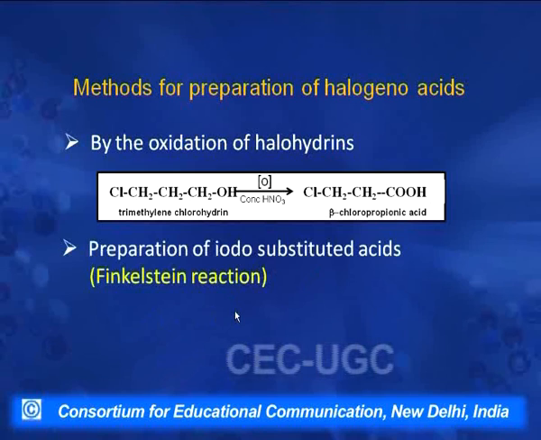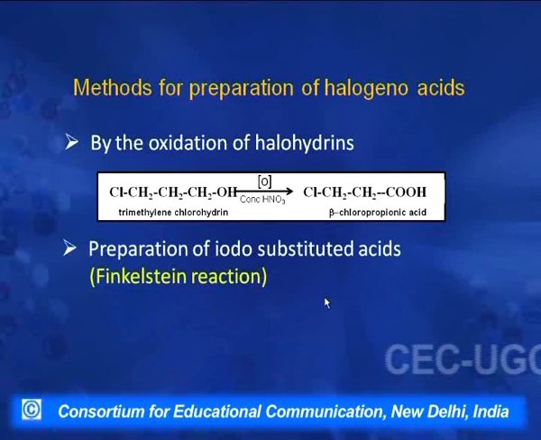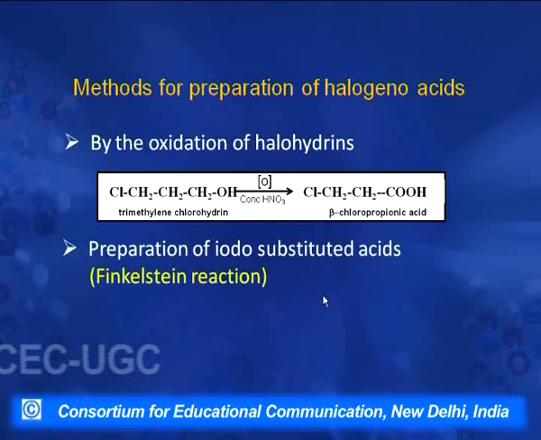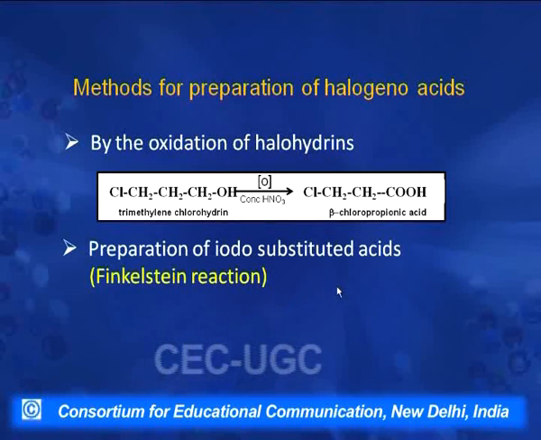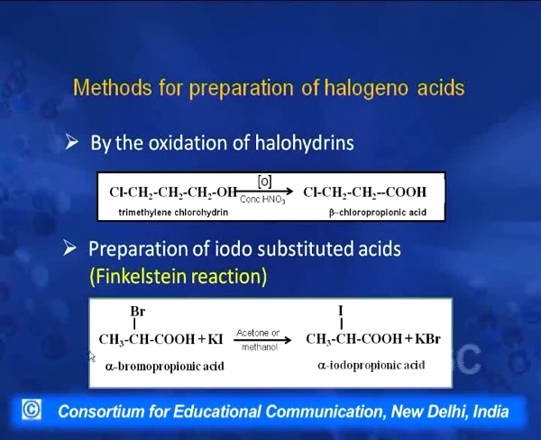We can get iodo-substituted acids specifically by the replacement of chlorine or bromine in chloro or bromo carboxylic acids, and that reaction is called Finkelstein reaction. In this, say if we have this bromo substituted acid, it is treated with potassium iodide in acetone or methanol, then this bromine gets substituted by iodine and we get corresponding iodo substituted acid. Say if you are starting with alpha bromo propionic acid, we are getting alpha iodo propionic acid.